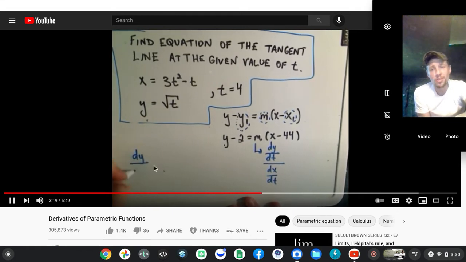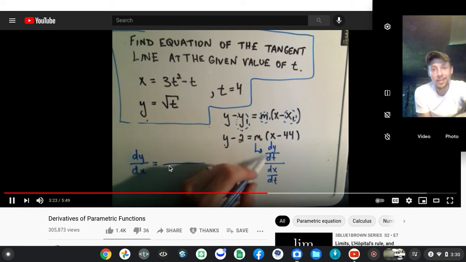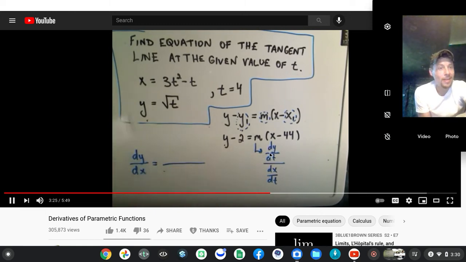Let me figure out the derivative of y with respect to t. Maybe there's a y line inside of here, the square root of t, or equivalently t to the 1/2.